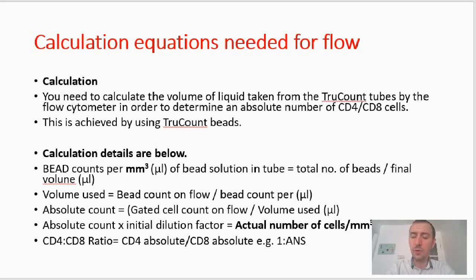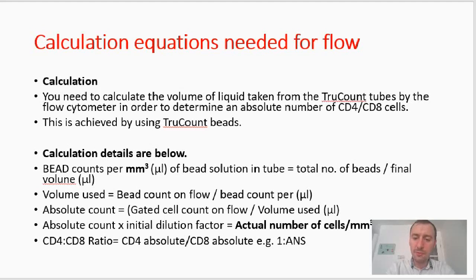Now folks, as I noted earlier at the start of the presentation, in order to get the true number of cells in blood, you need to take account of dilution factors. Okay, so the blood was mixed with antibody and mixed with lysing solution. So you need to take that into account in the final calculation, okay, for the dilution factor. So, in order to work out how many bead counts per microliter of bead solution in the tube, it's the total number of beads divided by the final volume, okay?